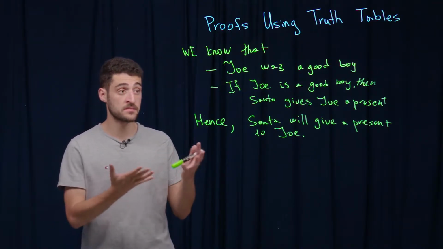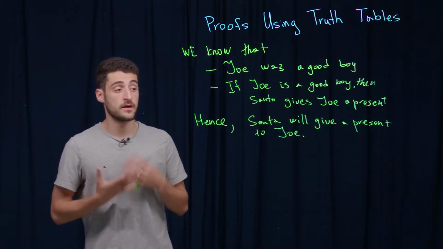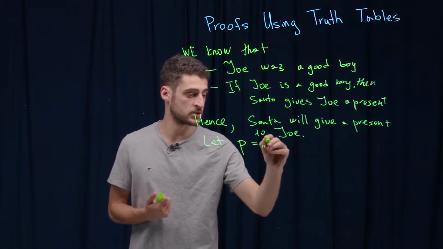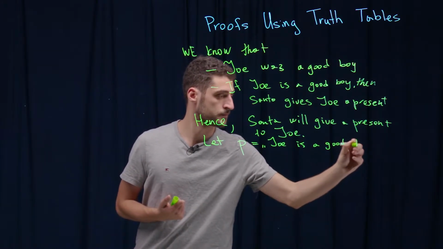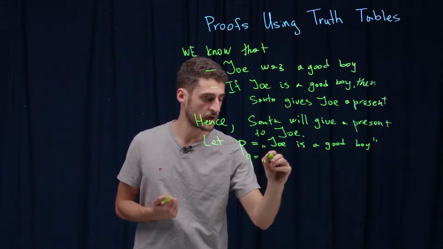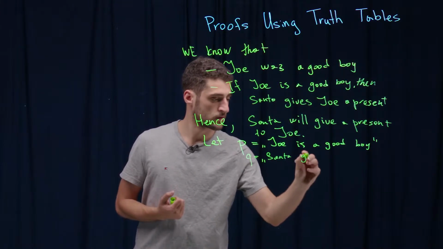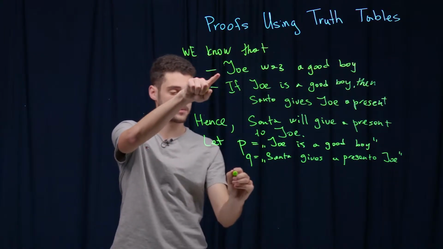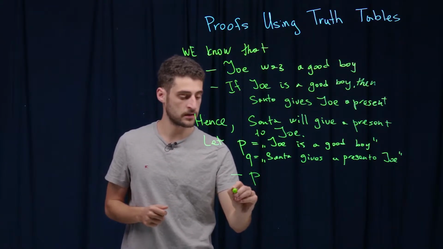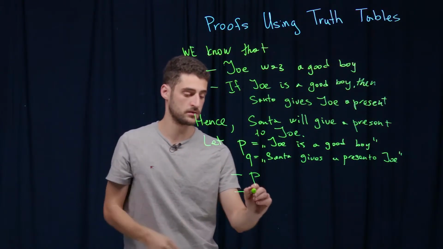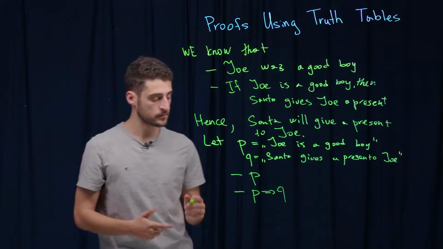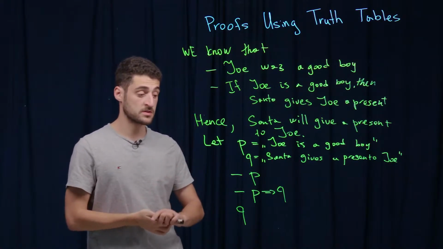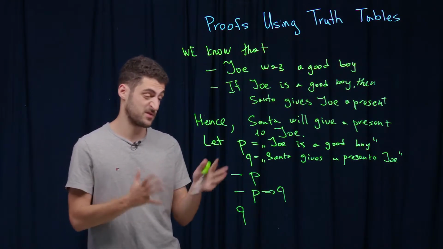However, this one is not a propositional formula, and let's rewrite it as a propositional formula, both statements and the result. So let P denote that Joe is a good boy, and Q denote that Santa gives a present to Joe. In this case, the first statement is just P, and the second statement is if P then Q. So P implies Q. And the conclusion is Q. This argument is called a modus ponens. It's a middle-aged name for this argument.